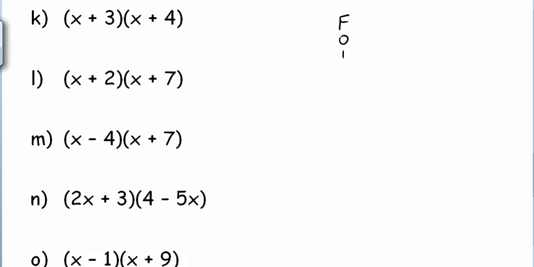FOIL. It stands for first, so that is when we take the first term in each bracket times each other, then outside, so the outside terms, then the inside, so 3 and x, the ones inside, and the last term of each bracket. So let's start.